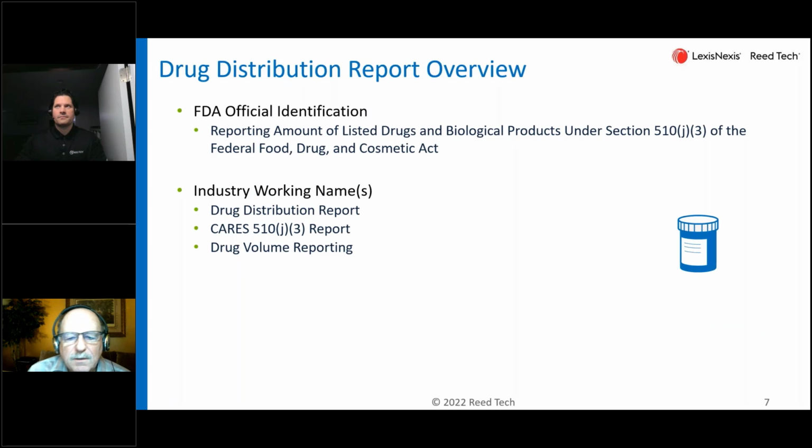First of all, I need to knock out one of the acronyms that we use, this drug distribution report, or this abbreviated name, I should say. The FDA's official name for this report is quite lengthy. You see it there, reporting amount of listed drugs and biologic products, and it goes on and on. So I don't know of a widely accepted short name for that. Here at Read Tech, we've adopted this drug distribution report name, but there are other ones out there. It all means the same thing.